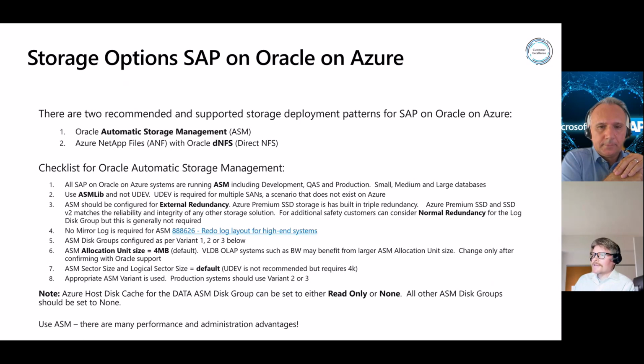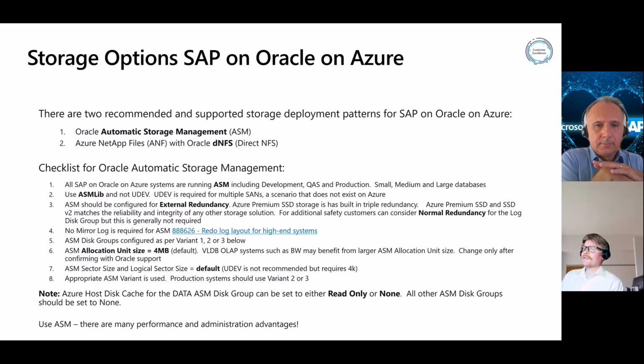As mentioned, ASM sector size, leave it as default, unless you're using UDEV, but please don't use UDEV. Really, if you do not set the logical sector size to 4K, the log will be corrupted. There's a kernel fix that might have been introduced.